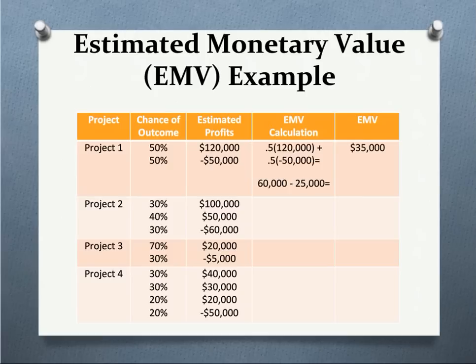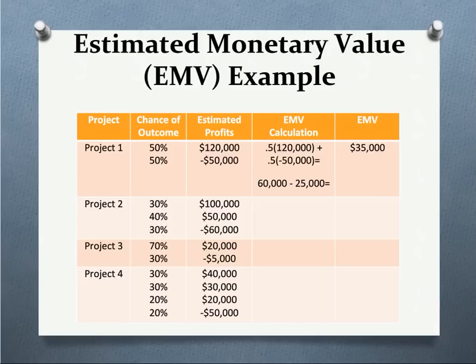The calculation here is pretty straightforward. We are using the probability percentage as a decimal and multiplying that by the estimated gain or loss, and then adding up all the possibilities to get our EMV for that project.